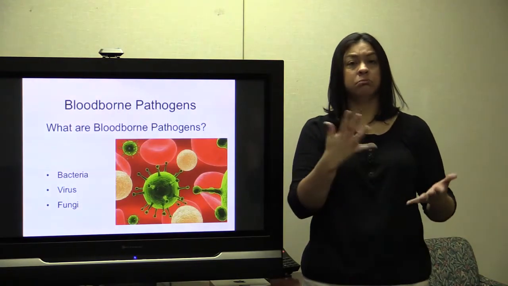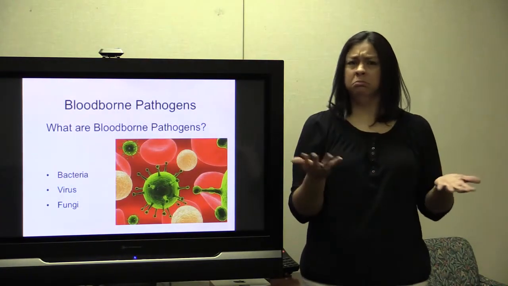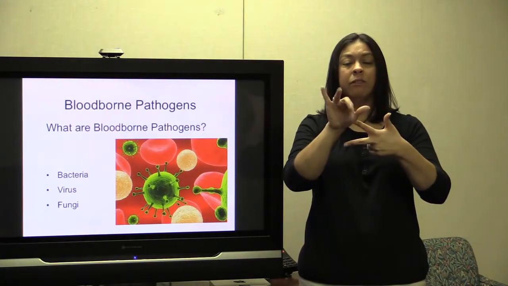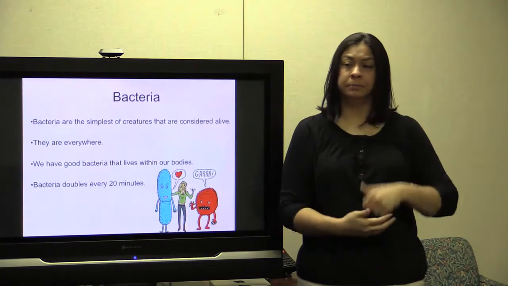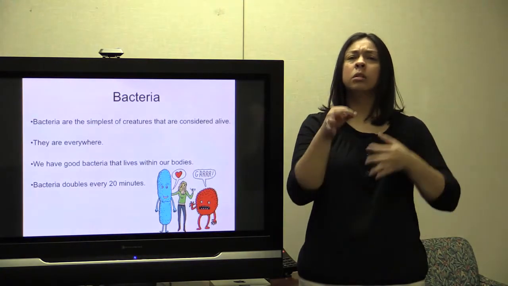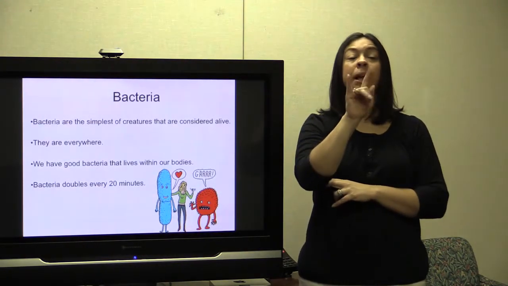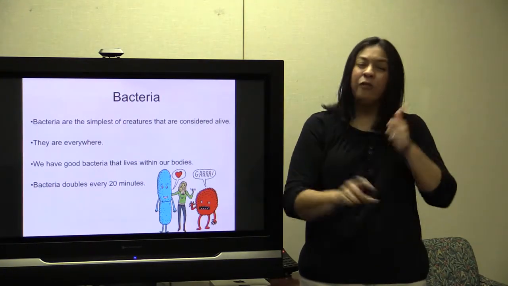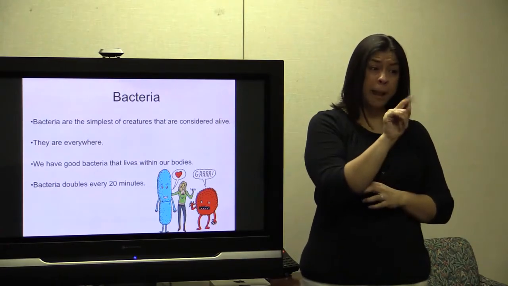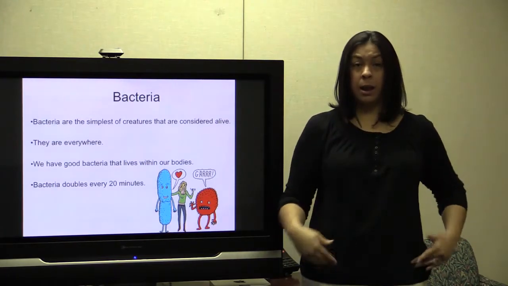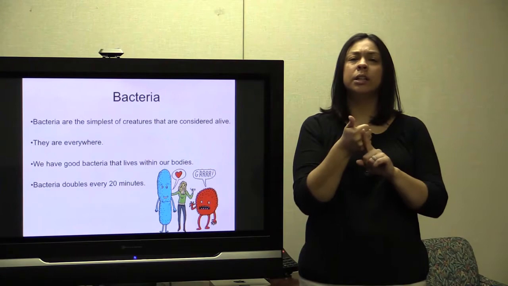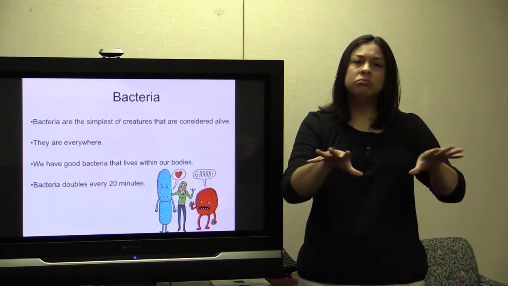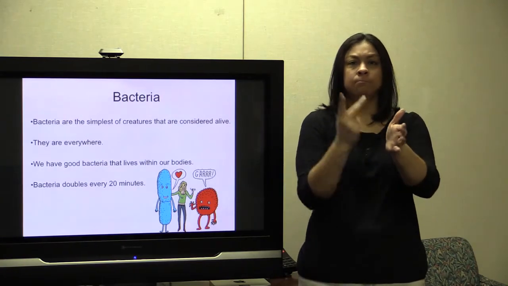So what are bloodborne pathogens? There are three basic types: bacteria, virus, and fungi. Let's talk about bacteria first. Bacteria is the simplest of creatures that are considered alive. They are everywhere. We do have good bacteria that lives within our bodies, but we also have bacteria that is bad for our bodies. And bacteria is very prolific and doubles every 20 minutes.